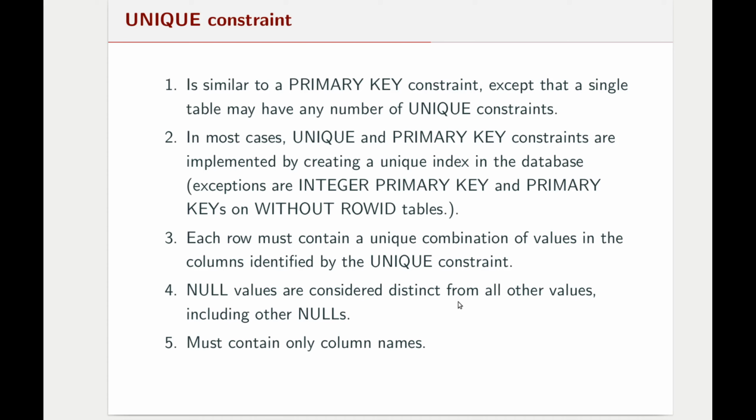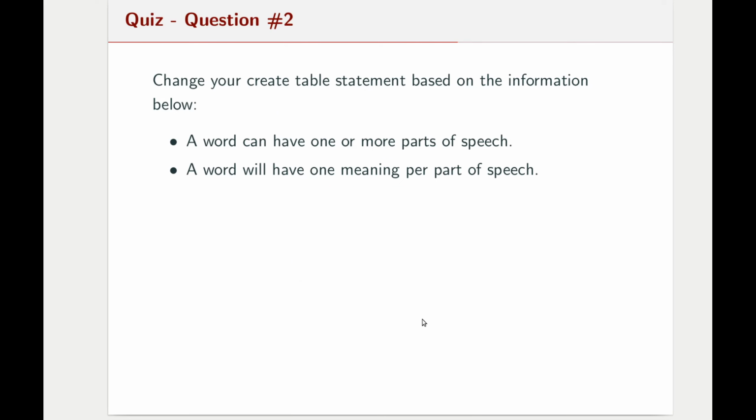Each row must contain a unique combination of values as identified by the unique key constraint. Points 3, 4, 5 are identical to a primary key. So as we saw before, nulls are considered distinct from each other and they're allowed. And finally, it must contain only column names. That is, you can't have expressions as part of your primary key or your unique key.